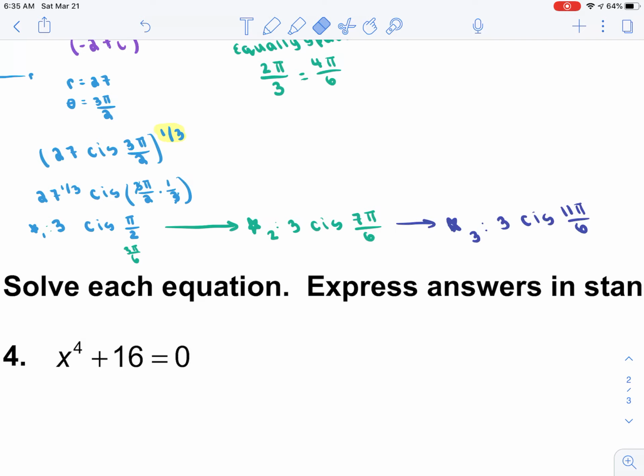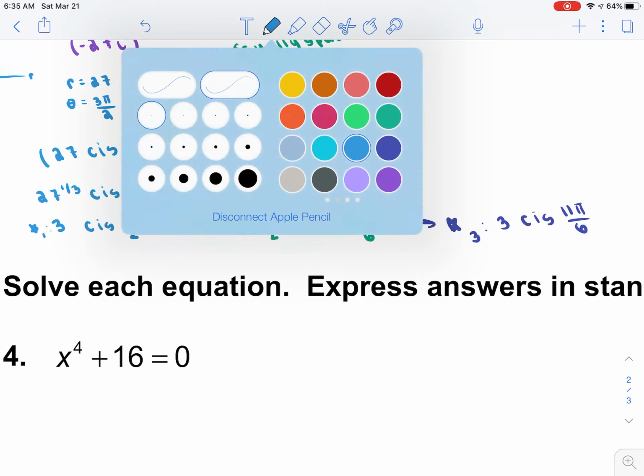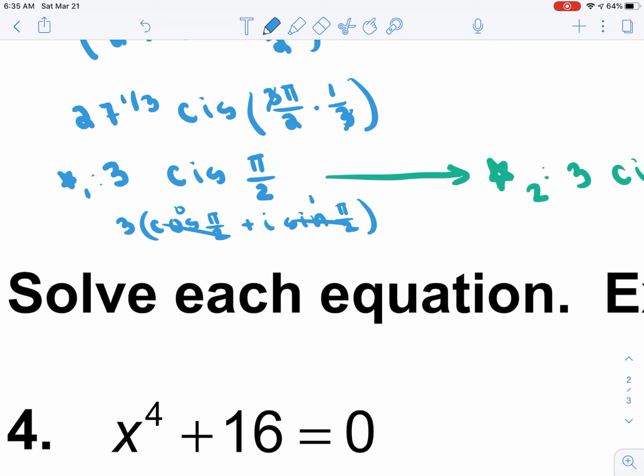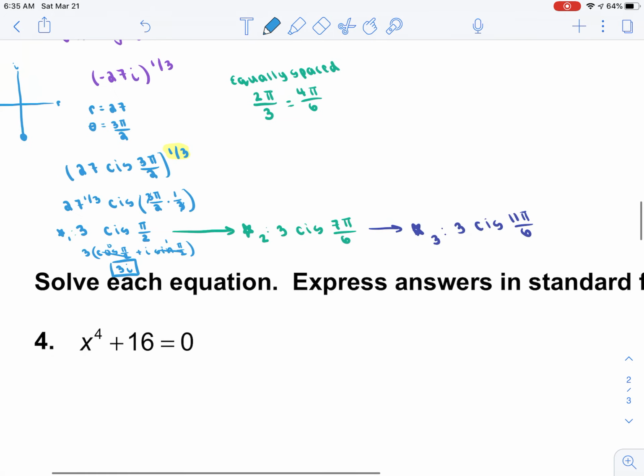Now, to conclude this problem, we now need to use our unit circle to find each of these in standard form. So what you're going to see is that if you go to pi over 2, you can write this out, 3 cosine pi over 2, i sine pi over 2. Cosine is 0, sine is 1. You're just getting a solution of 3i for our first solution.